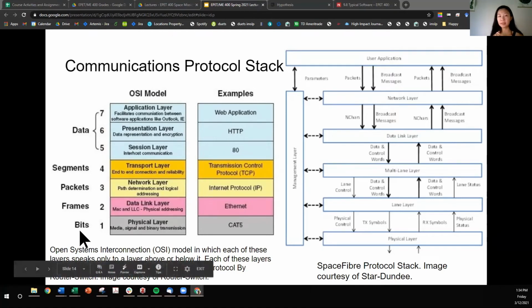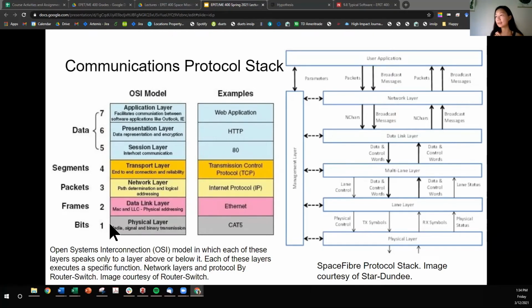Common physical layers include I2C, SPI, serial ports, and USB that we talked about in our I/O interfaces. The physical layer could also be the MIL standard 1553 bus protocol and the SpaceWire protocol that we talked about before.